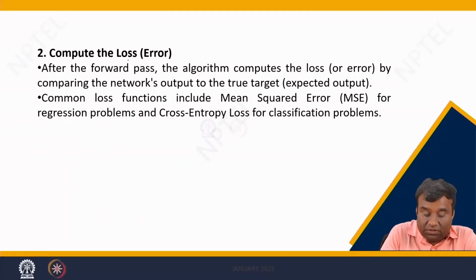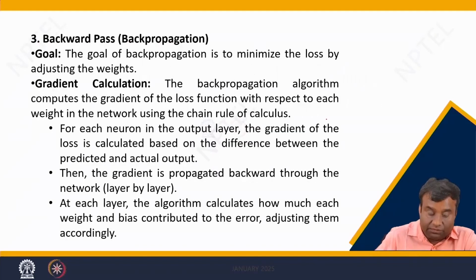Step 2 is to compute the loss, that is the error. After the forward pass, the algorithm computes the loss or error by comparing the network's output with the true target, that is the expected output. The common loss functions include mean squared error, that is MSE, for regression problems and cross entropy loss for classification problems.